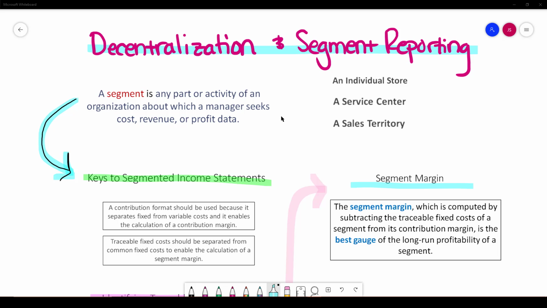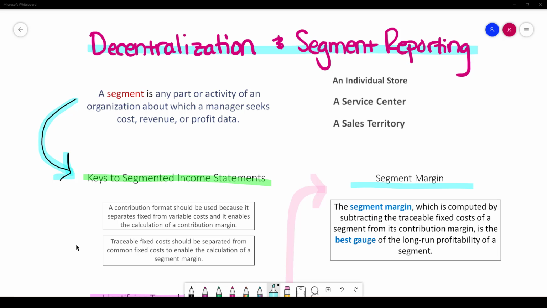But a segment is any part or activity of a business where a manager is going to want cost, revenue, or profit data about that area. So a manager might want to know what something's costing or what revenue something is bringing in or just overall profit data, because not all segments are revenue generators. Some of them only cost something to operate, like a service center like we looked at with the service department cost allocation. So if we're trying to figure out how I would know if something's a segment or not, it's any part of a business that a manager would want information about, specifically cost information, revenue or sales information, and or profit information.